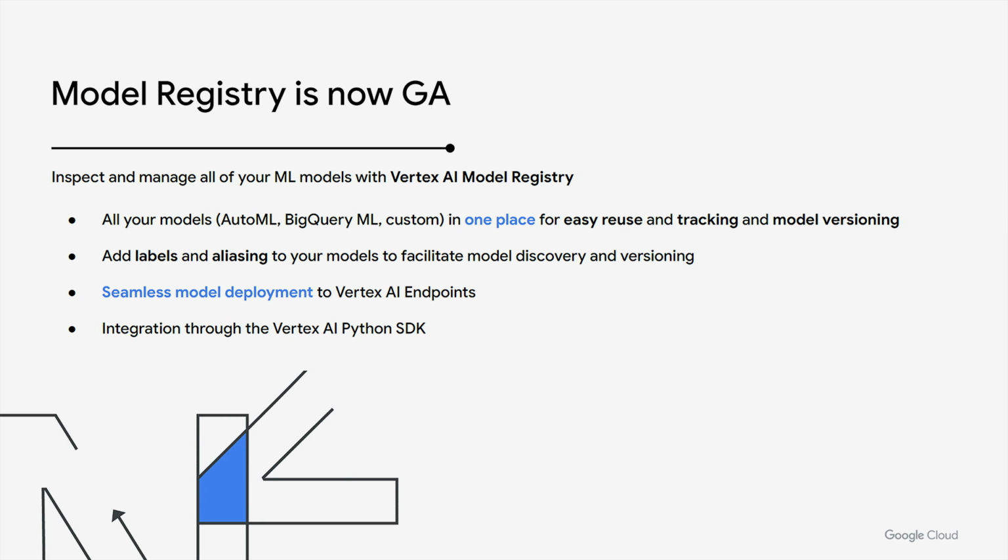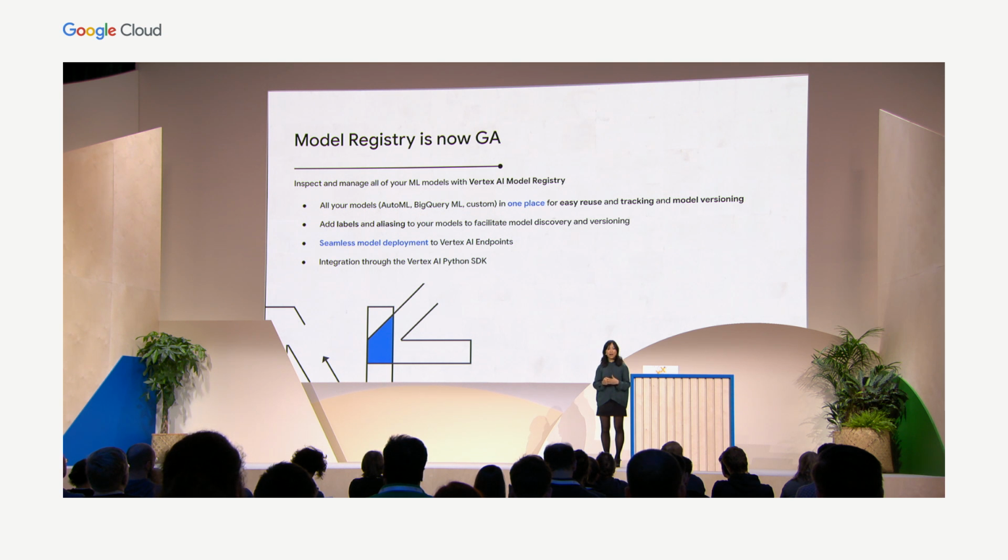I'm also now very excited to announce that Model Registry on Vertex AI is now generally available. So Vertex AI Model Registry allows you to have models registered from AutoML, BigQuery ML, or Vertex AI custom models. So all your models could be in one place for easy reuse, tracking, and model versioning. We also allow you to add labels and aliases to your models to facilitate model discovery.